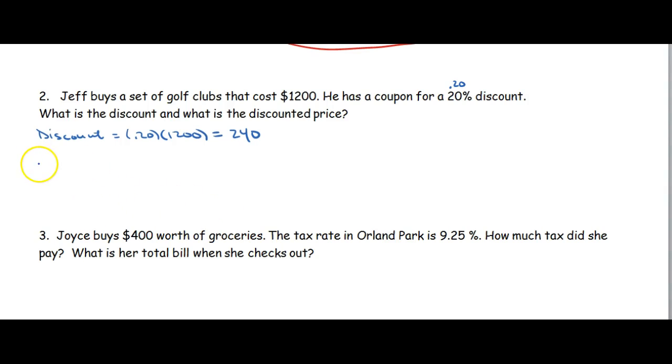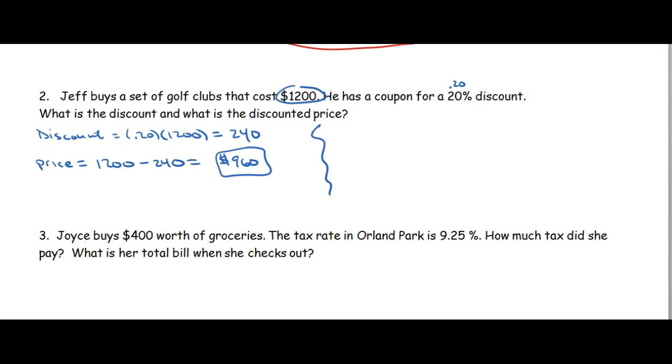Now, to figure out the discount price, what are you going to pay for it? Well, what would I do with the cost of the clubs and the discount? Yes, you would subtract them. $1,200 minus $240 gives you, those golf clubs would cost you on sale $960.